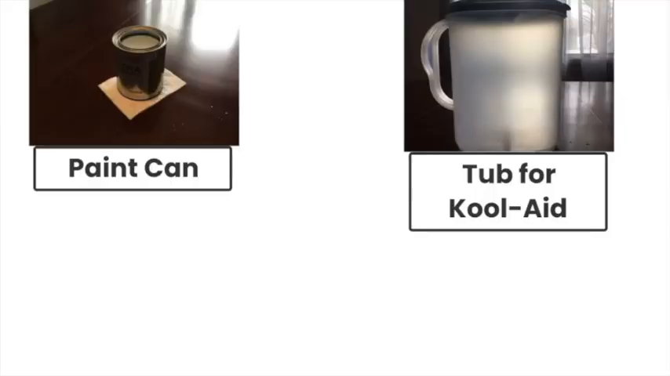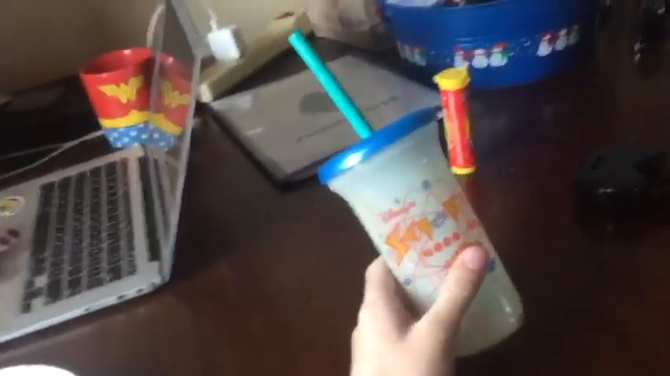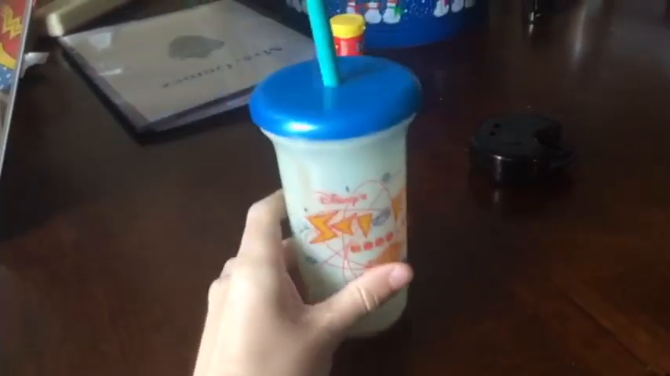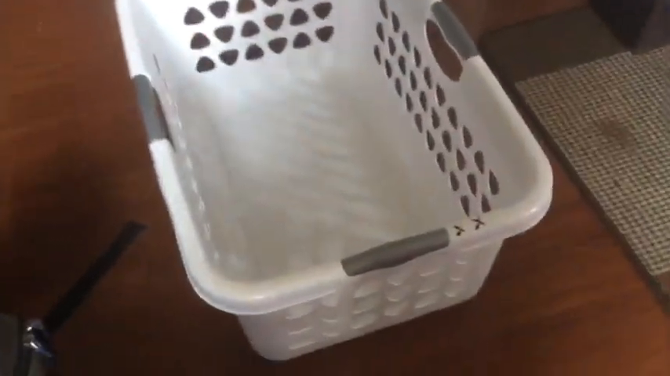So my items represent or illustrate what volume is because both the paint can and Tougher Kool-Aid can be filled with things. This cup has volume because it can hold liquid, and this basket also has volume because it also can hold stuff in it.